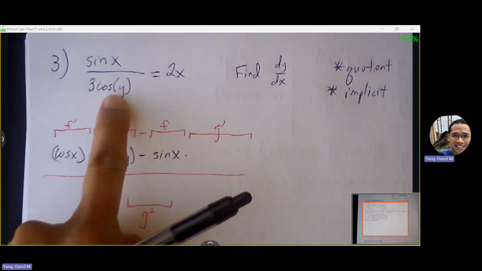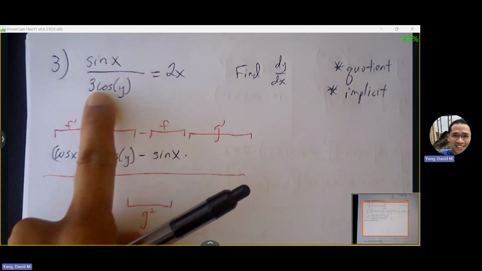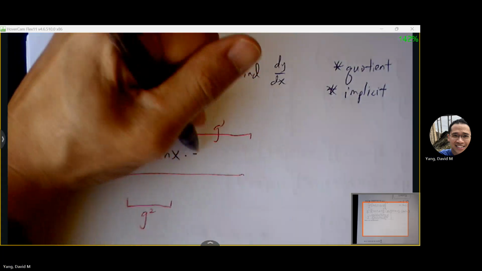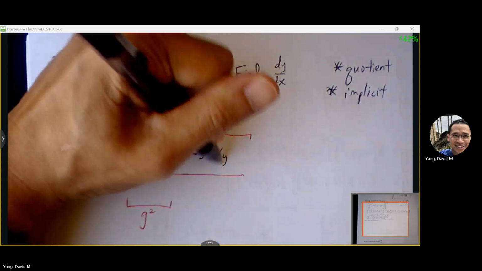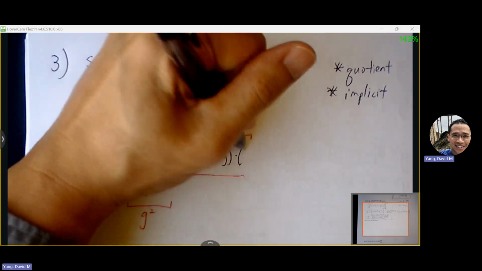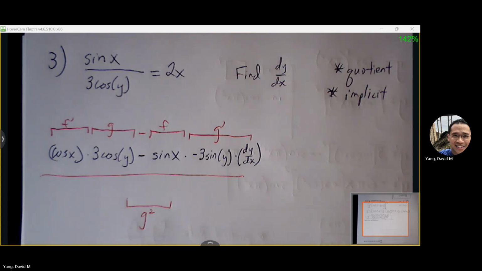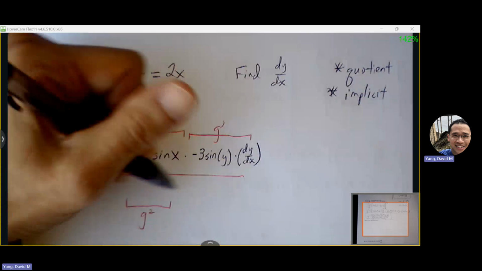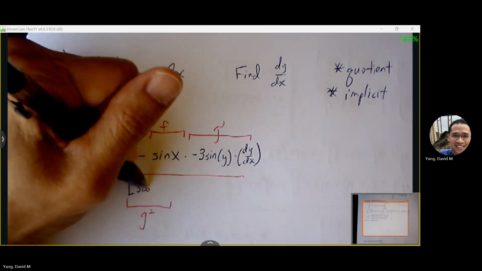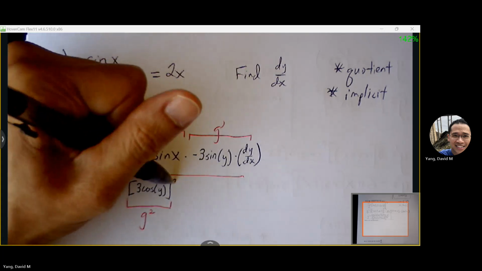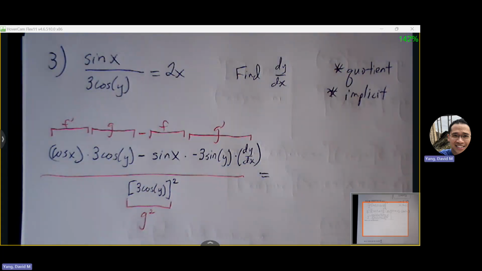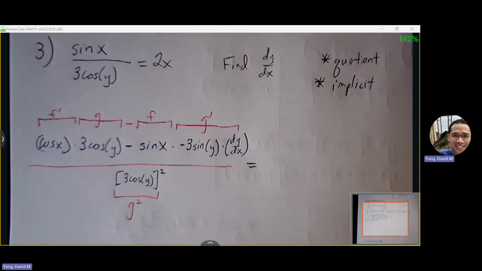Okay, 3 cosine of y becomes negative 3 sine of y, right? Cosine becomes negative sine. And we're asking for y's derivative, so we're going to attach the dy dx. All over denominator squared. Equals 2x becomes 2.